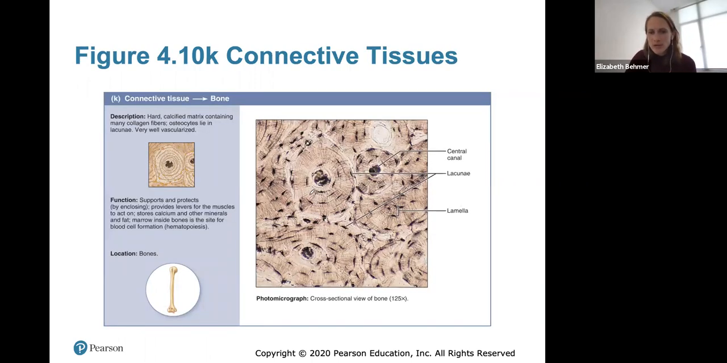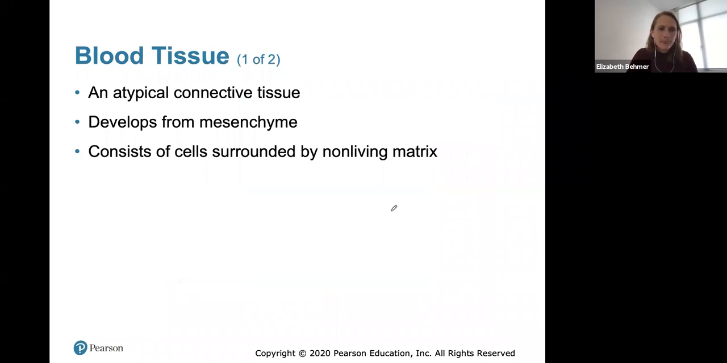And this is bone. What you're looking at, these black parts are the osteocytes, the bone cells, and we'll go over bone in a little more detail when we get to the skeletal system. The central canal contains the blood vessels, and we have lamella, which are kind of the rings that go around the central canal. So this is bone.